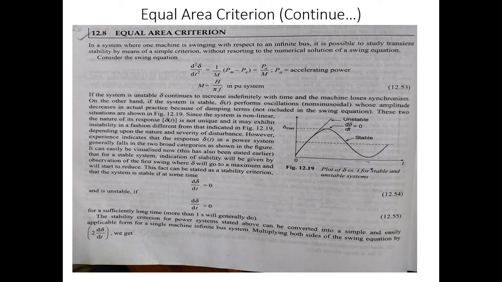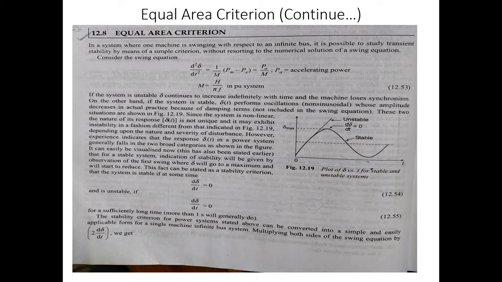But the limitation of the equal area criteria is that we cannot calculate the critical clearing time. So what is meant by the critical clearing time? It is the maximum permissible time beyond which, if the system fault persists or continues, then your system becomes unstable. That critical clearing time cannot be calculated by using the equal area criteria method. This is the limitation of the equal area criteria method. So for calculation of the critical clearing time, the point by point method is used.